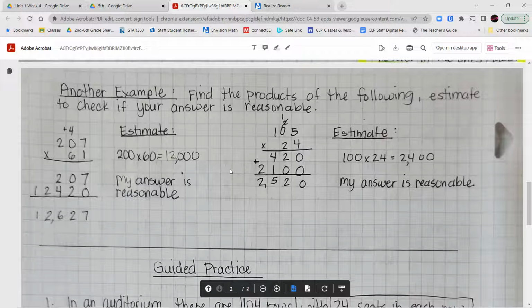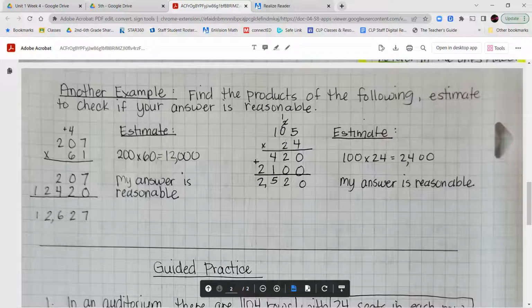Next, I had 105 times 24. So my estimate was 100 times 24, which gave me 2,400. So then I started my standard algorithm. 4 times 5 is 20. I recorded my 0 and carried my 2. 4 times 0 is 0, plus those 2 extra that I carried over gave me the 2 that I put down here. And then 4 times 1 is 4.